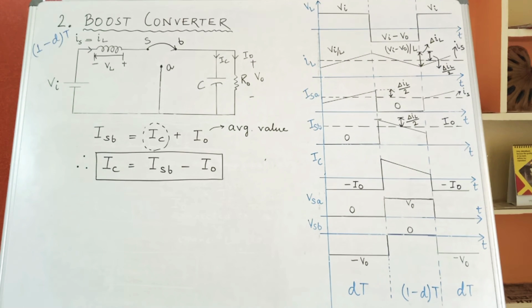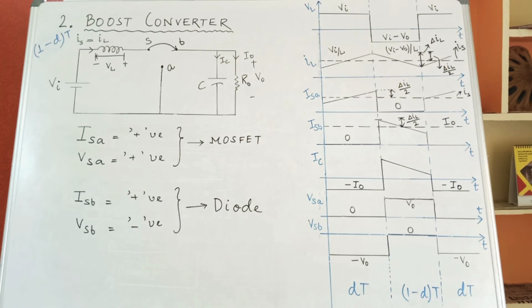During the DT period, ISB is equal to 0. Substitute it in the equation, and IC will come out to be minus I naught. Since I naught is a DC current, I have represented it by a straight line. And during the 1 minus D into T period, what happens? The waveform is decremented by its average value, that is nothing but I naught. Hence, the IC figure looks as follows.